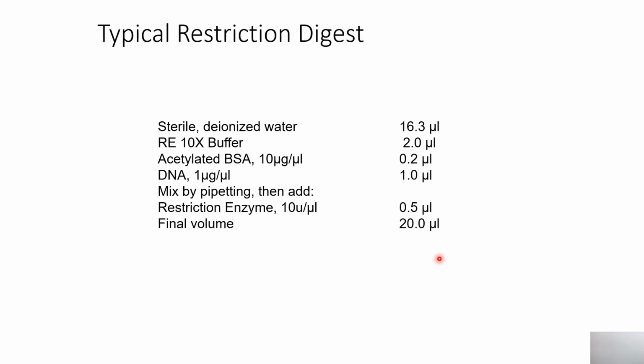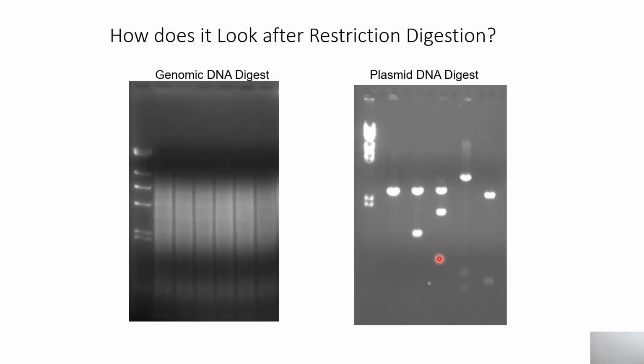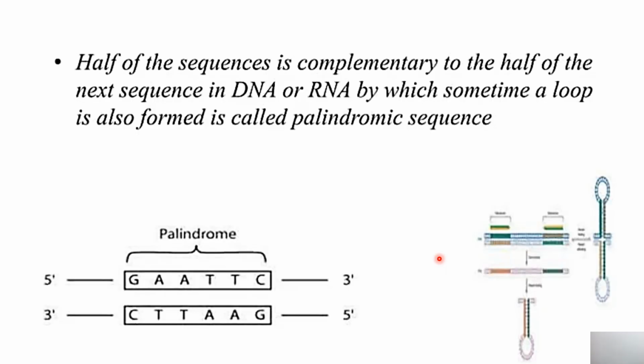An example of a plasmid. This is the values of a typical restriction digest, and these are some of the images from the paper. So half of the sequence is complementary to the half of the next sequence, and in DNA or RNA by which a loop is also formed, and it's called a palindromic sequence, if you can see over here.